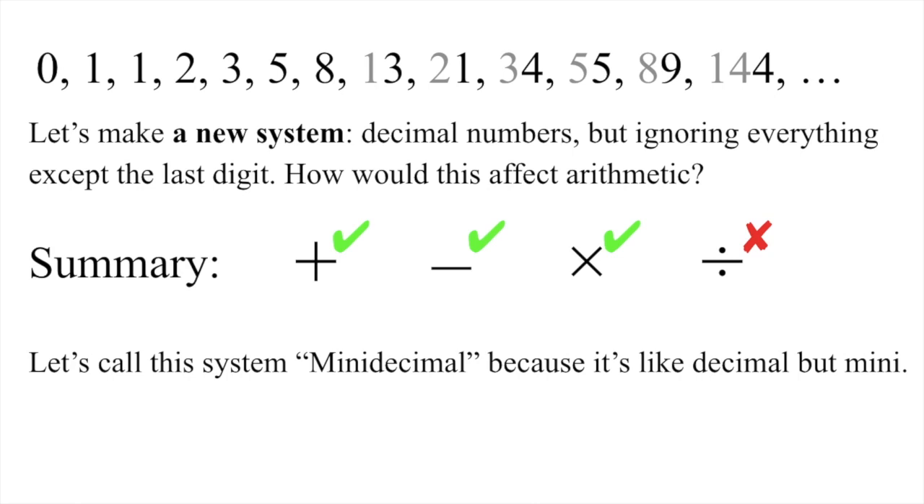Let's call this new system Minidecimal, because it's like decimal, but mini. After all, you're not letting any of the values get above 9. Now, we've only really done one example, but this will work in general.